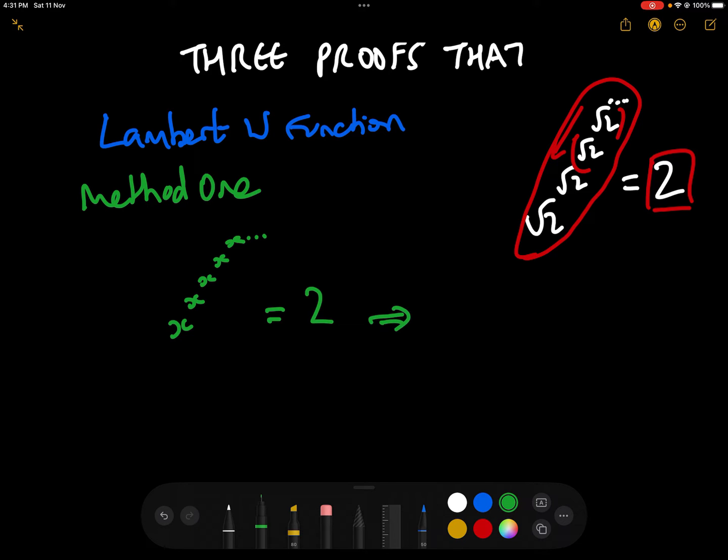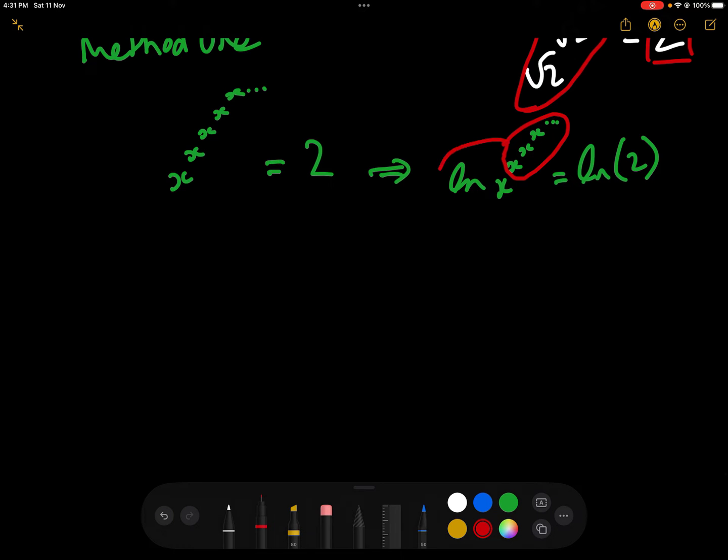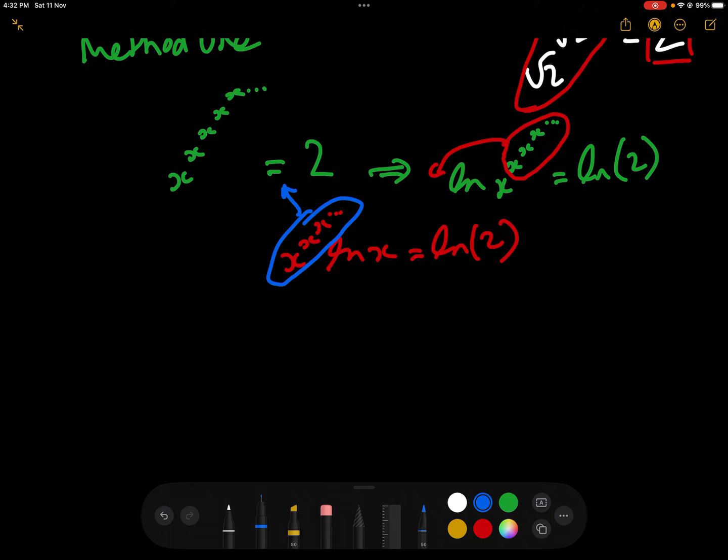So from that we can take logs. So the log of x to the power of x to the power of x to the power of x ad infinitum equals the log of 2. Now this bit here is the power, and by using our logs we can move that out to here. So that would be x to the power of x to the power of x, times log x, equals log 2. But we know from the question that x to the power of x to the power of x ad infinitum equals 2. So therefore we can now put that 2 log x equals log 2.